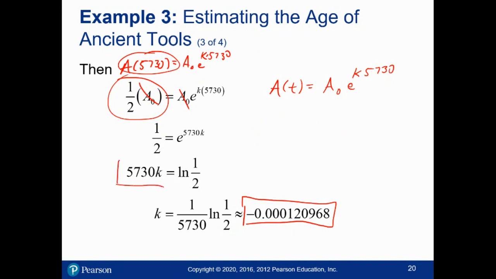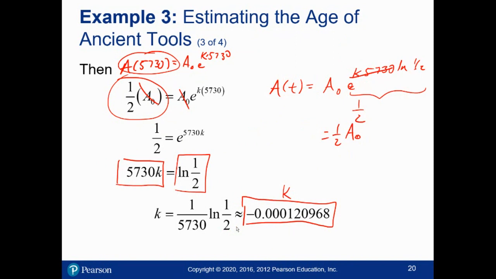But notice 5,730k is exactly log of 1/2. So that would give me a log of 1/2 here. Then e to the log of 1/2 gives me just 1/2, and we get out 1/2 a naught. I'm just verifying for you again that yes, we have found the half-life. This is the value of k that is given to us by the half-life.